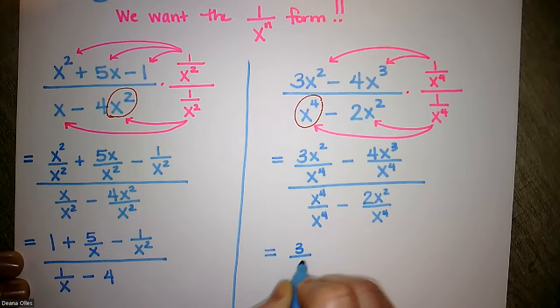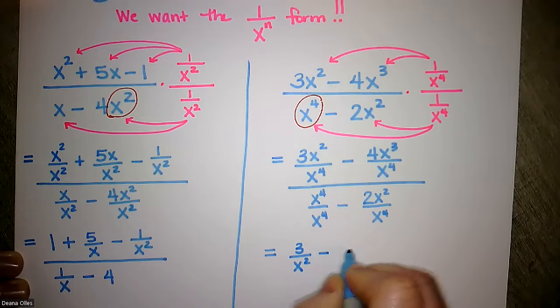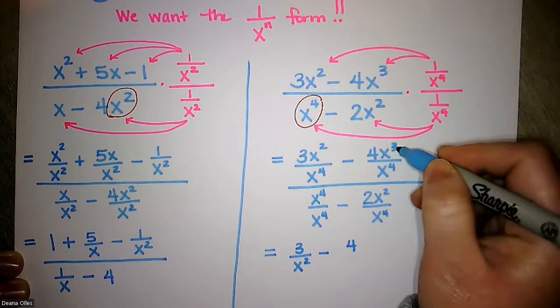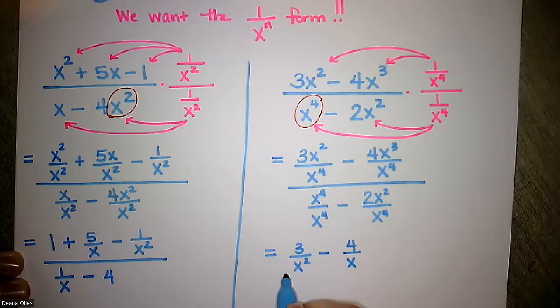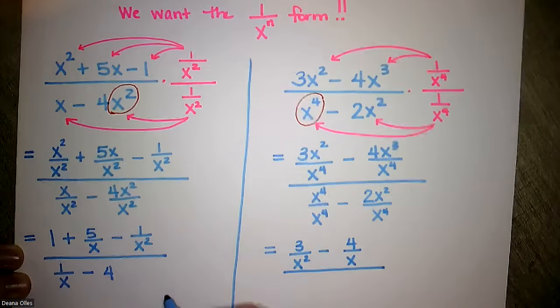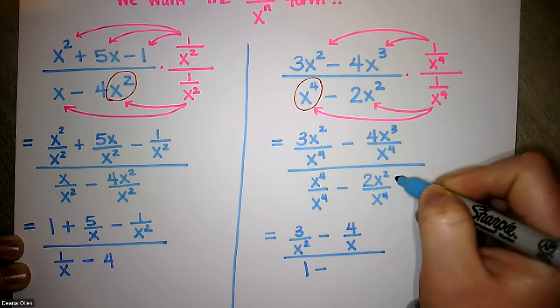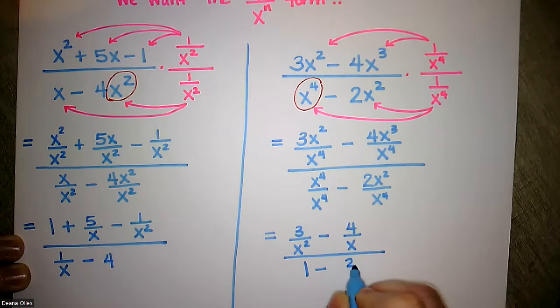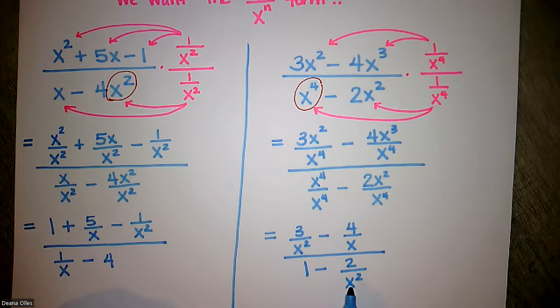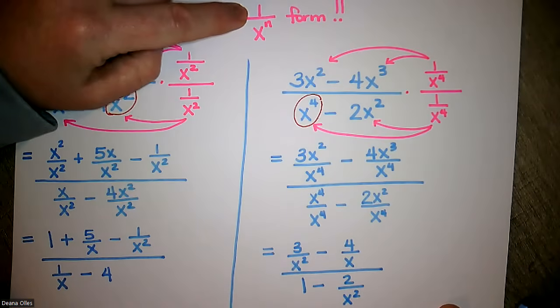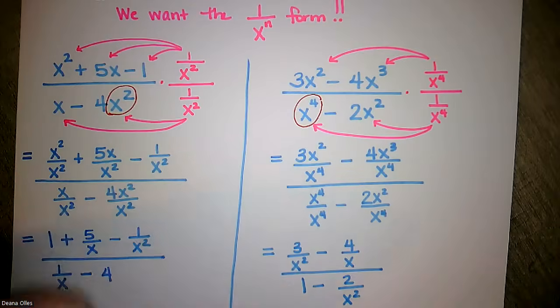So 3 over x squared minus 4. 4 minus 3 is 1. So 4 over x to the 1st. Then x to the 4th divided by x to the 4th is 1. And then again, 4 minus 2 is 2. So we're going to have 2 over x squared. And again, I was able to achieve 1, 2, 3 terms that fit my reciprocal 1 over x to the n form and a constant term, which is always great too. So this is going to be the technique, the algebraic manipulation that you're going to need for limits at infinity.